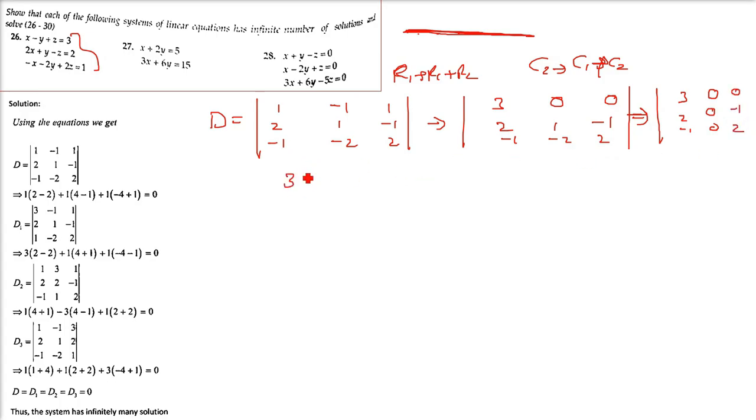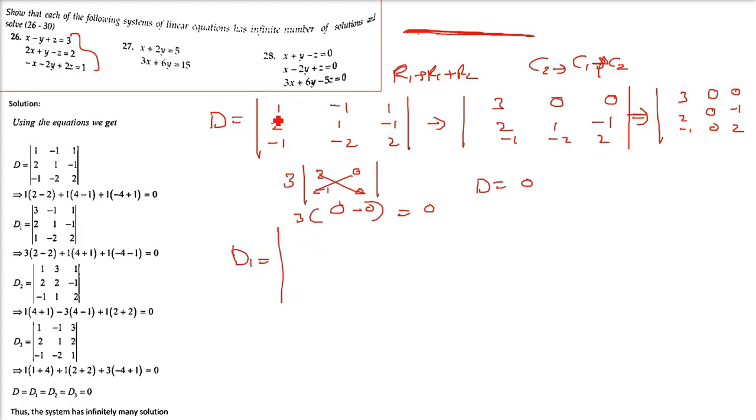Okay, let us open this using the first row. So 3 into (2 into 0 - (-1) into 0), minus 0 into something plus 0 into something. It comes as 0. So the determinant is basically 0. Now the determinant is 0. What about D1? D1, D2, D3 will also come as 0.